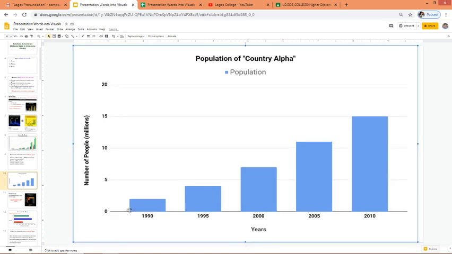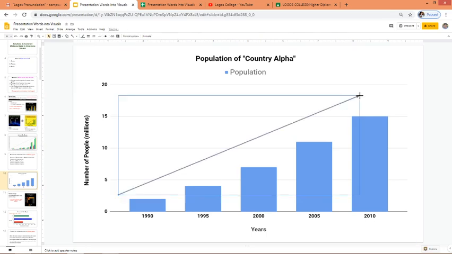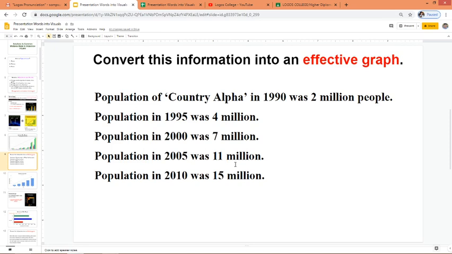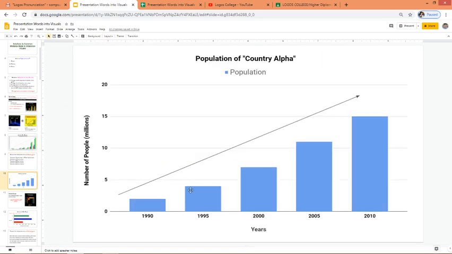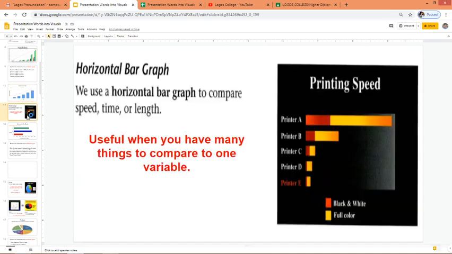And here, it's easier for the audience to see that a trend is occurring. Population of country alpha has increased from 1990 to 2010. So we took this information here and we turned it into a very effective graph, an effective visual for your audience to see. Okay, next video, that's it for now.